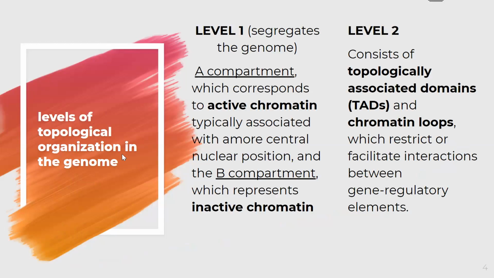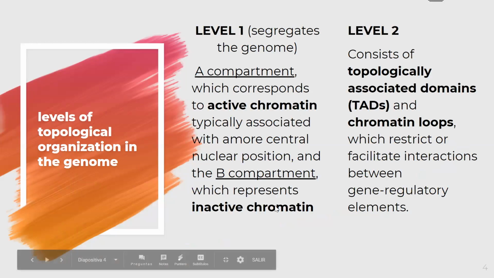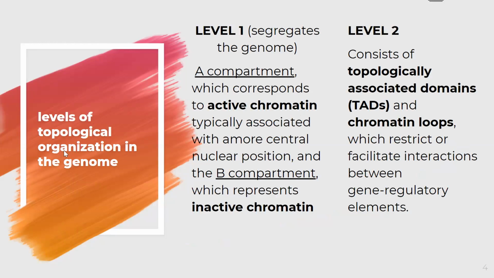The topology organization of the genome is divided into levels. Level 1 is divided into compartments: the A compartment, which corresponds to active chromatin, and the B compartment, which is the inactive chromatin. Then the second level of the topological organization in the genome consists of topologically associated domains, the TADs, and chromatin loops, but this article is also focused on the TADs.